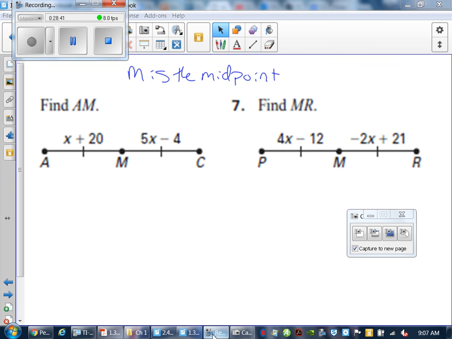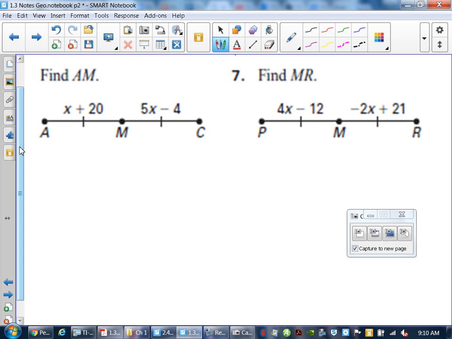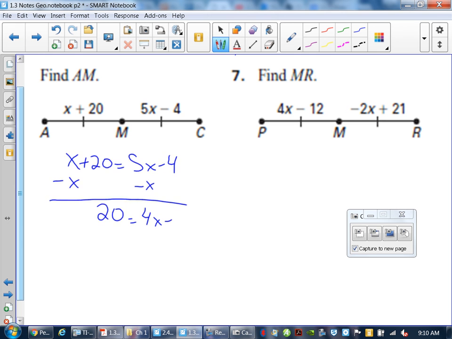Take a minute. If you guys are all getting that point on number 7 where things get a little weird, it's all right. First one, real quick. We know that M is the midpoint, so we just set those two parts equal to each other. Subtract the x. We get 20 = 4x minus 4. You add 4, and we get 6.